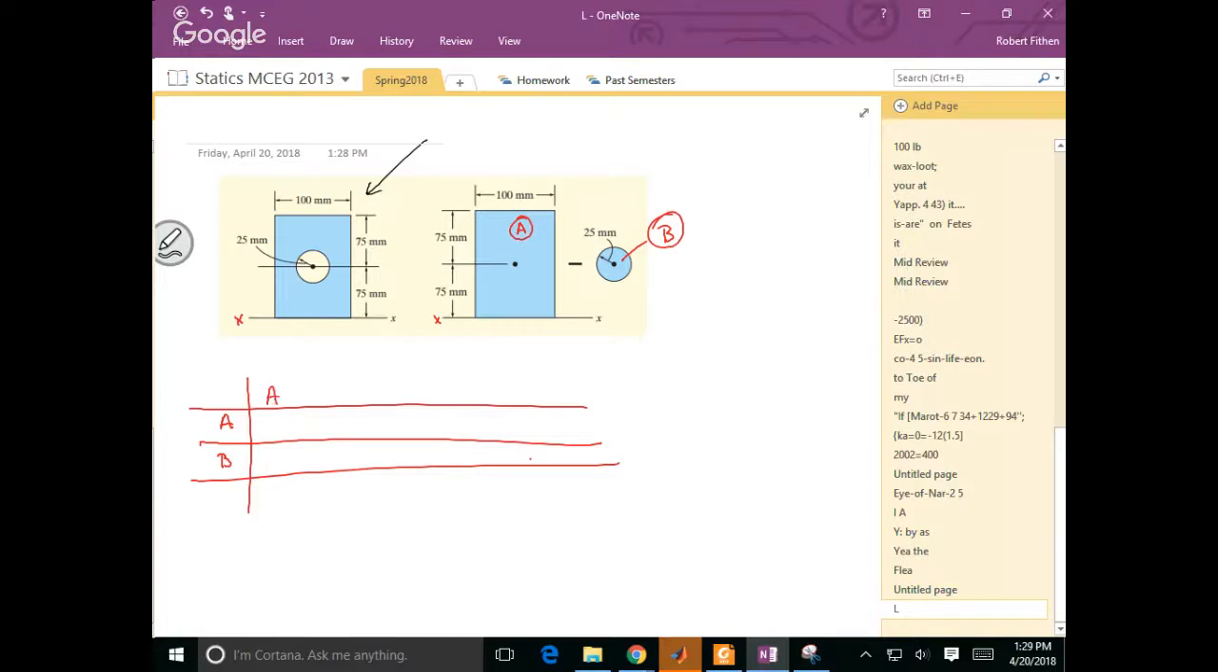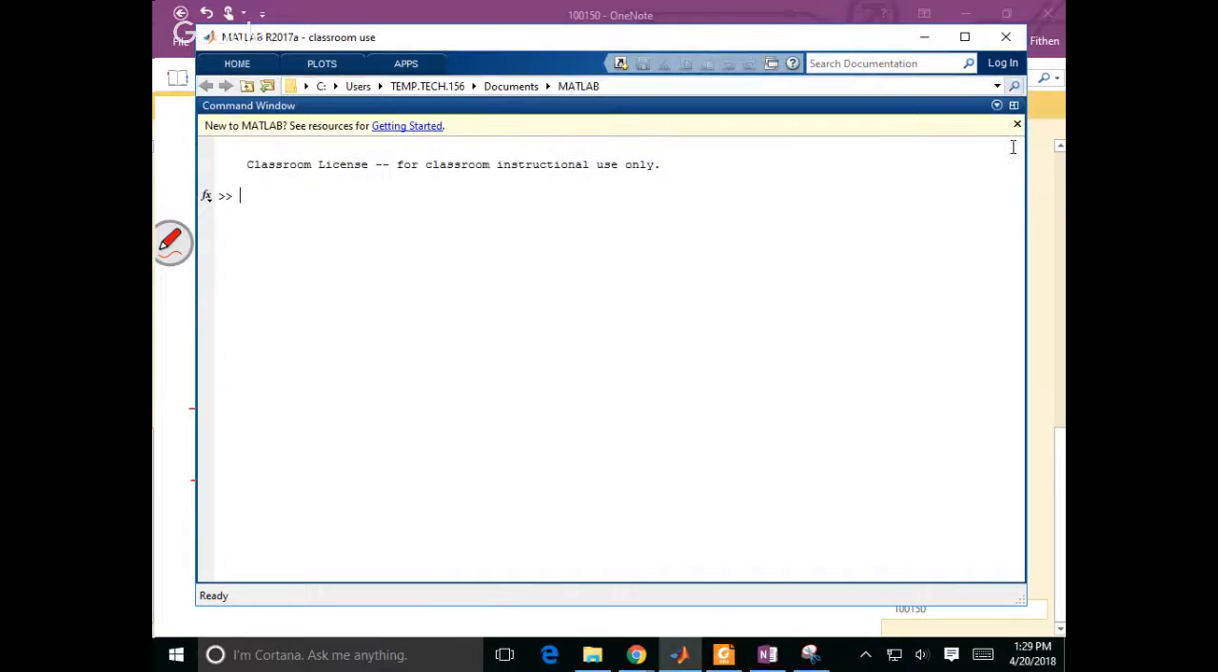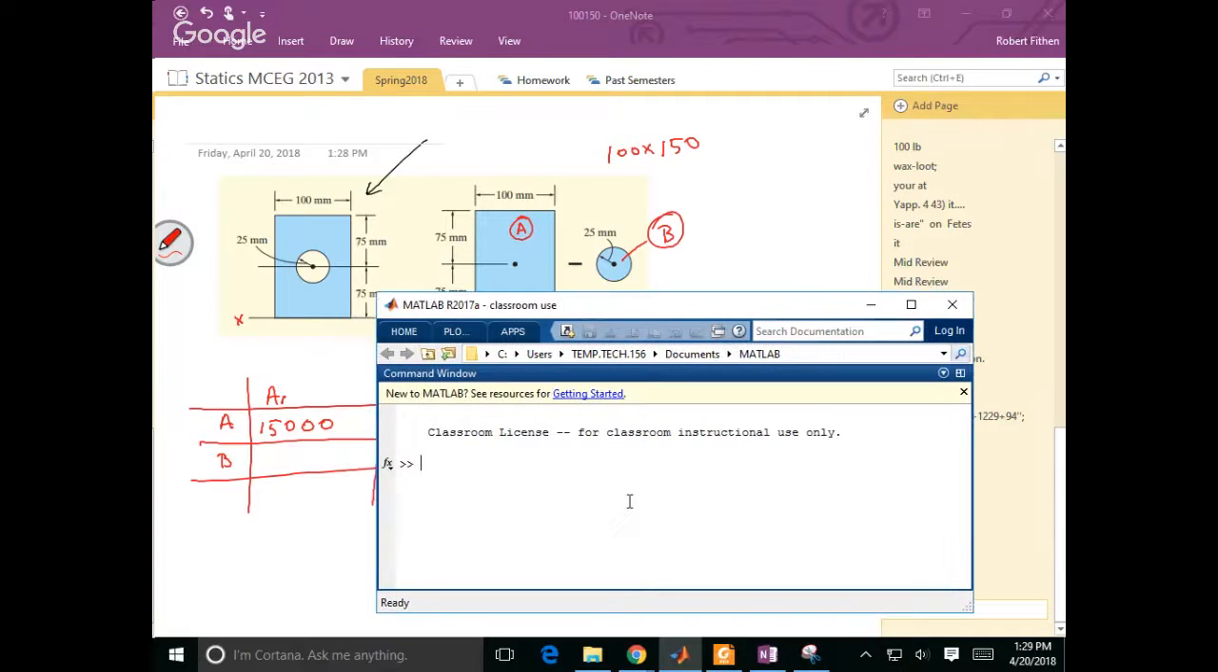So first of all, I'm going to hit this with area. What is that? 100 by 150. 100 times 150 is 15,000. That's for A. B is 25. Is that the radius? Yeah.